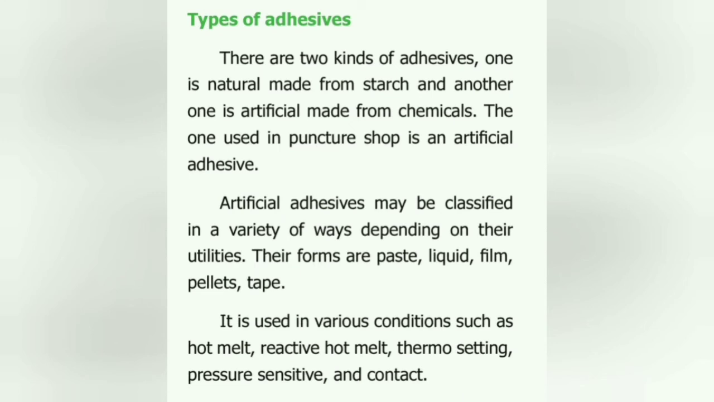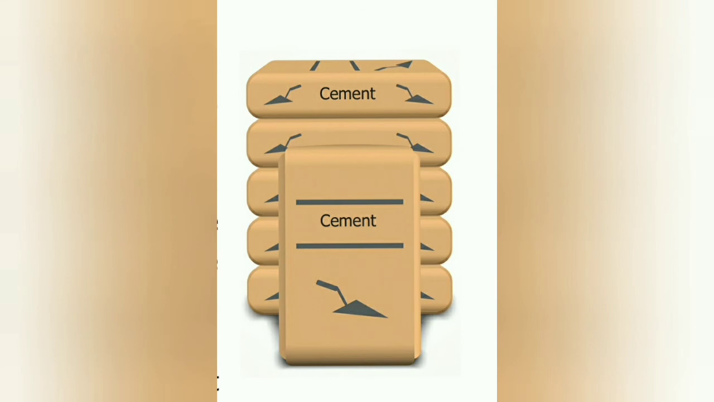and contact. Cement. In the ancient period, houses were constructed using a mixture of lime, sand, and wood. At present, people widely use cement for the construction of houses, dams, and bridges. Cement is manufactured by crushing naturally occurring minerals such as lime, clay, and gypsum through the milling process.